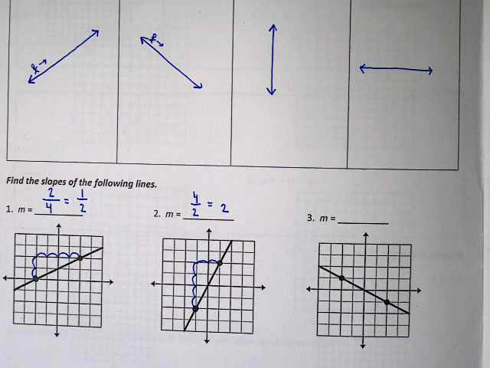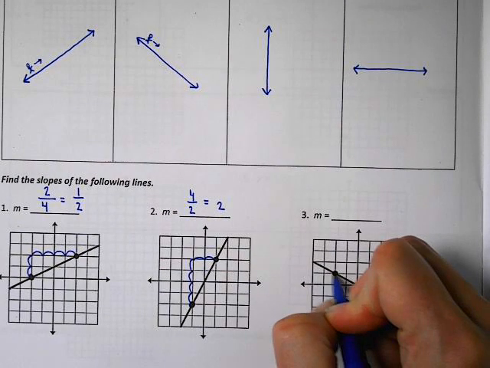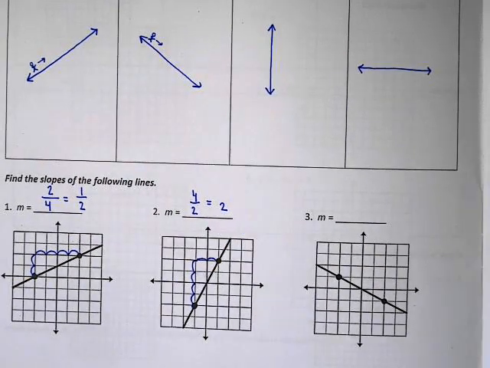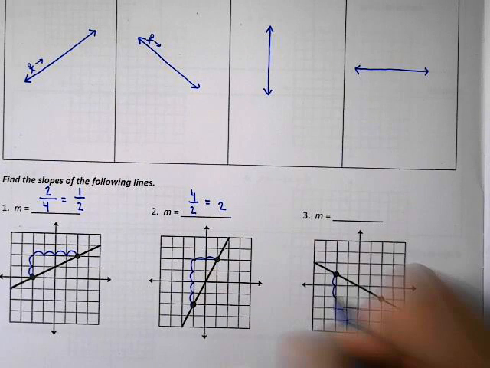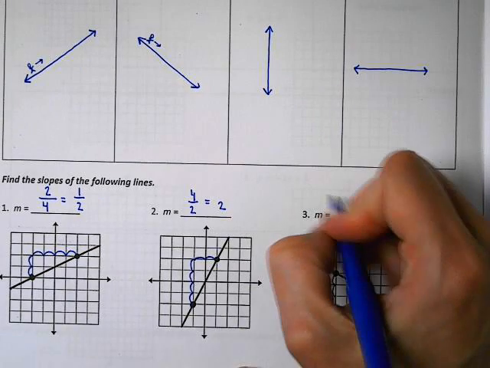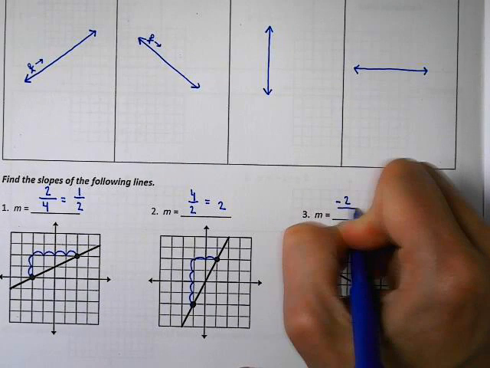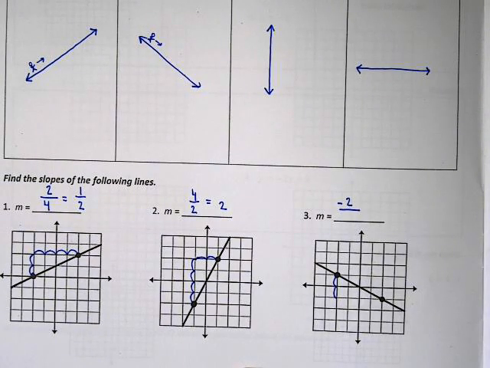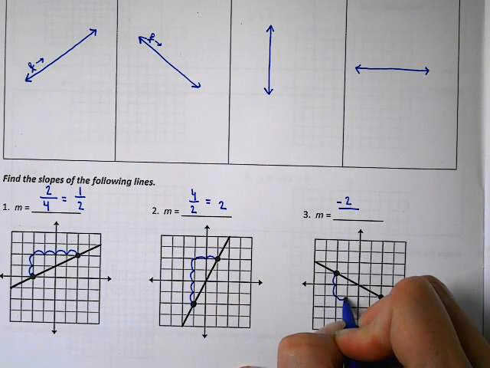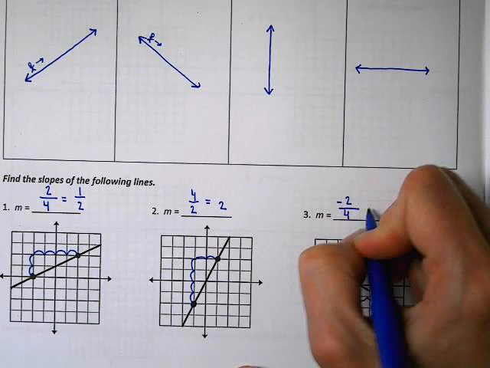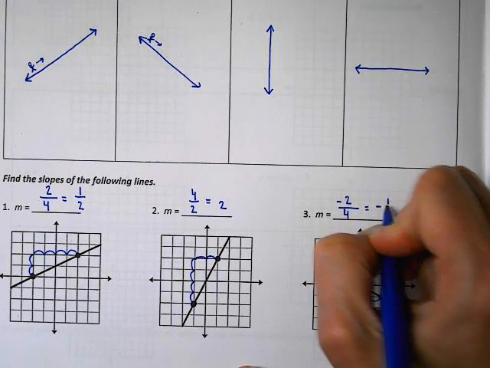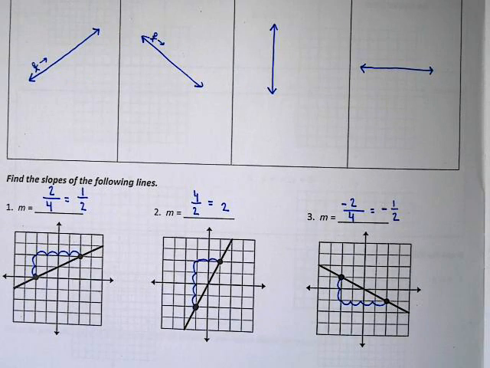Now, number 3 is a little bit different. If I start at the left point here, to get down to my next point, I actually have to go down 2. That's going to make my rise a -2. I'm going to run 1, 2, 3, 4 to the right. When I reduce, I get a negative 1/2.